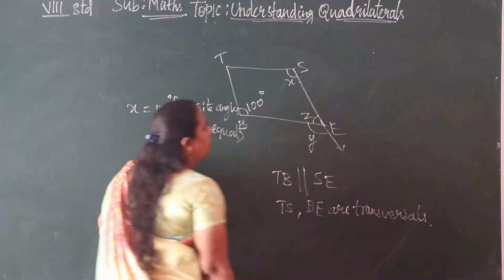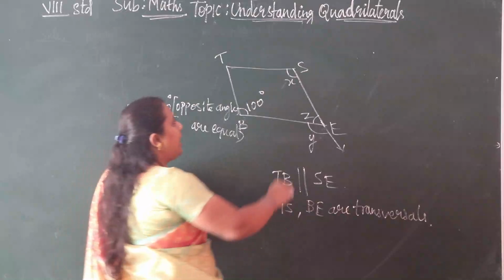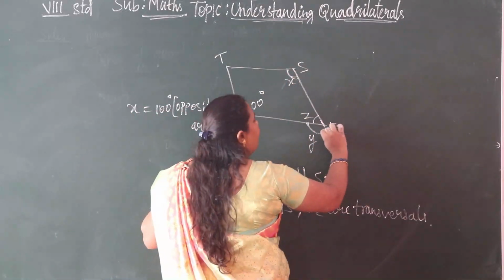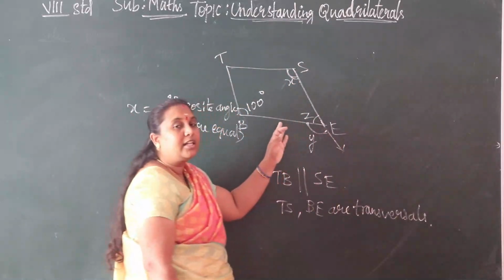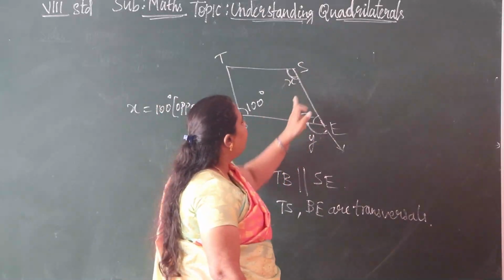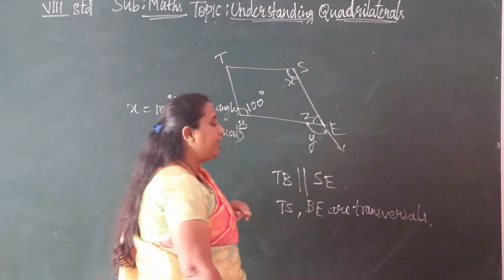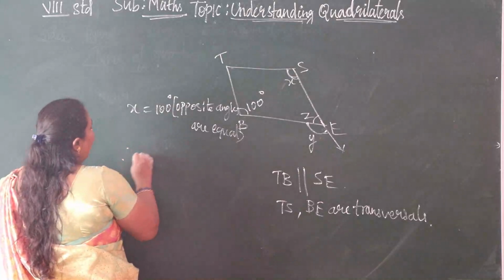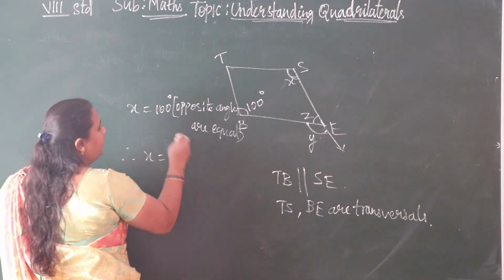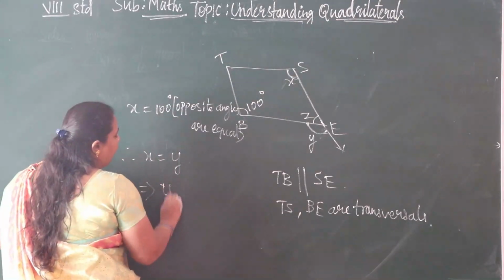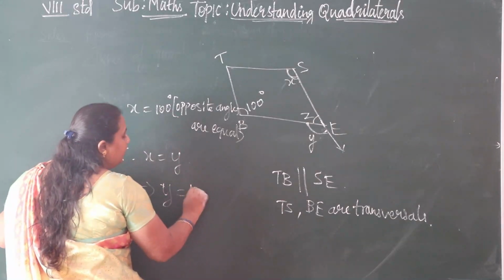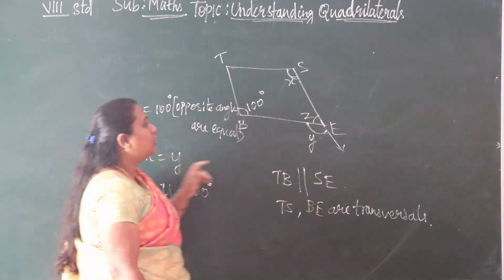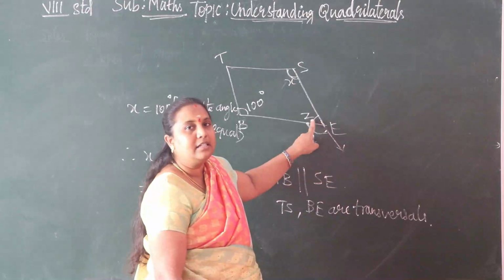So these two are transversals, which means we can say that angle x and angle y are corresponding angles. Is it right? Angle x and angle y are corresponding angles. So therefore angle x equals angle y. So we can write angle y equals 100 degrees. Okay, and then we want to find out the angle z.